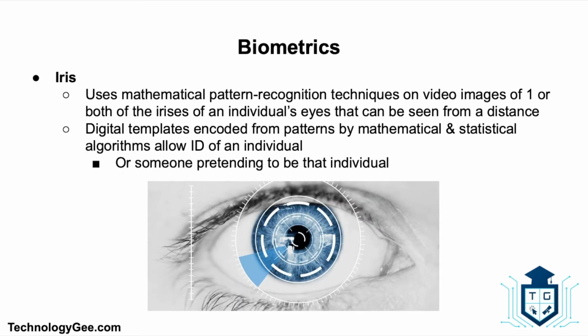Next, we have an iris scan. Iris recognition is an automated method of biometric identification that uses mathematical pattern recognition techniques on video images of one or both of the irises of the individual's eyes, whose complex patterns are unique, stable, and can be seen from some distance. Digital templates encoded from these patterns by mathematical and statistical algorithms allow the identification of an individual or someone pretending to be that individual.